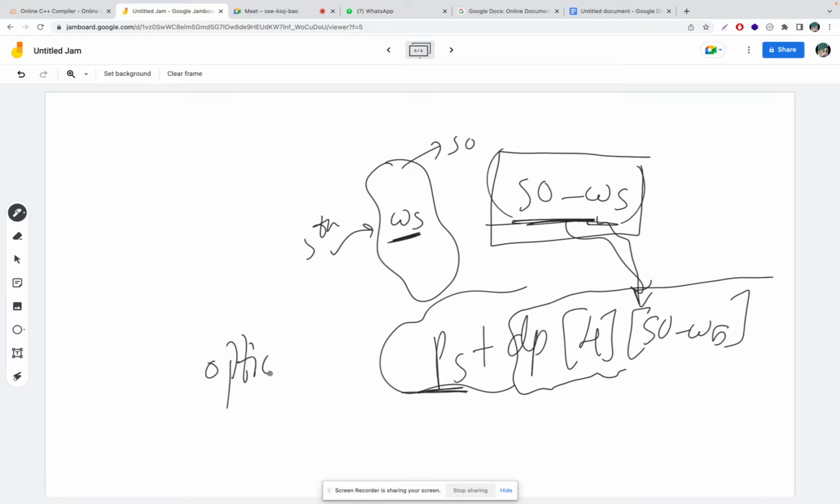Guys, option 1 and option 2 are clear. Please write it in the chat, yes or no. Option 1 and option 2 are clear.